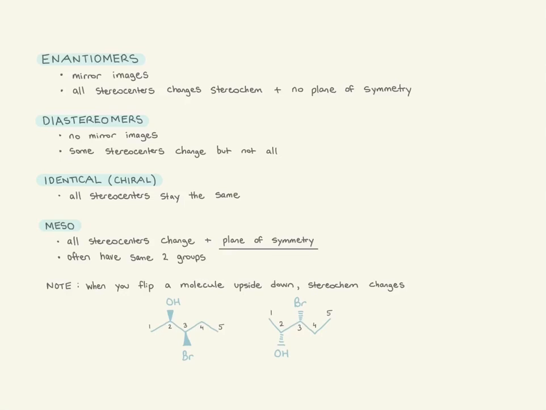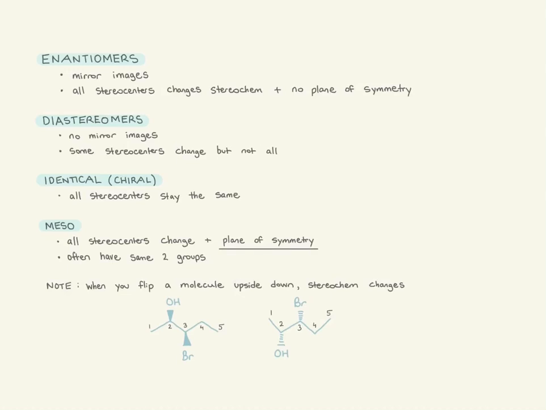So for enantiomers, they have mirror images, and all of the stereocenters change stereochem, meaning it goes from wedge to dash or dash to wedge, and there is no plane of symmetry within the molecule. For diastereomers, there are no mirror images. Some stereocenters change, but not all. For identical chiral, all of the stereocenters stay the same. They're the exact same molecule.